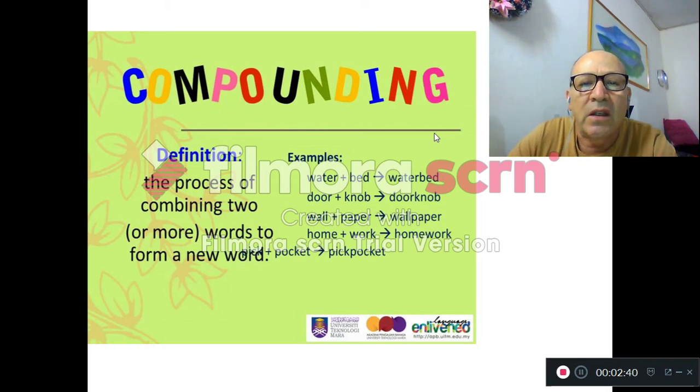Let's go to see the second example, door and knock. If we put those two words together, the result is doorknock. Let's go to see wall and paper. Those words have different meanings. If we put those two words together, the result is wallpaper. Let's go to see home and work. Two words with different meanings. When we put those two words together, we find the compound homework. Do you understand, guys?